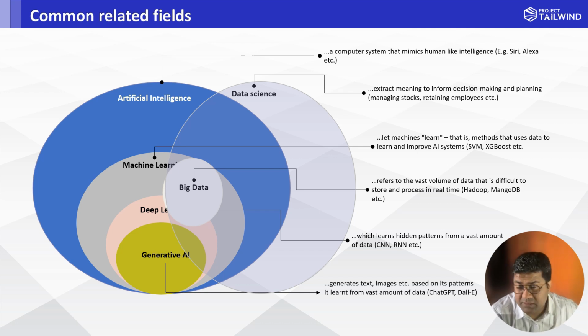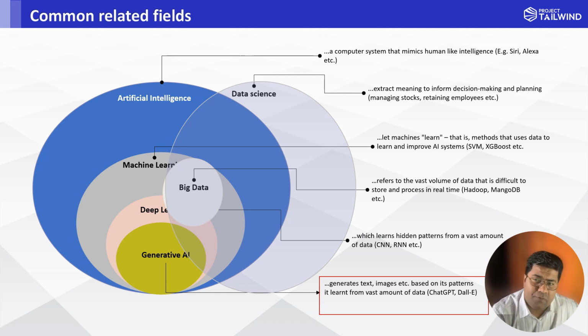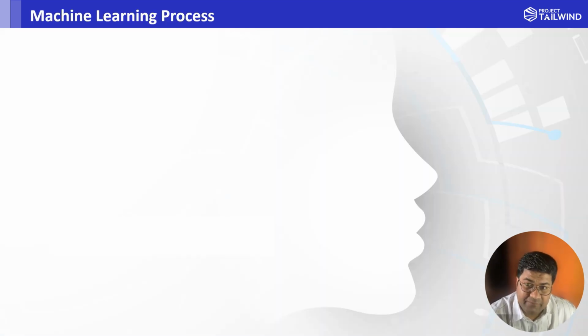It generates new content, whether text or images, based on the patterns it has learned from the past wealth of data. Tools like ChatGPT and DALL-E are some of the prime examples of this technology in action. So let's explore this further. First, let's compare generative AI models or foundational models with traditional machine learning models.